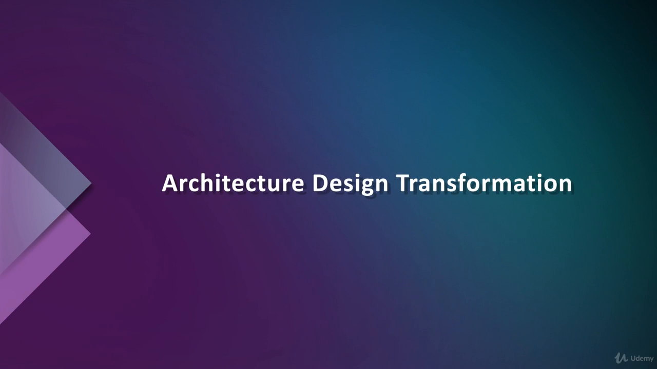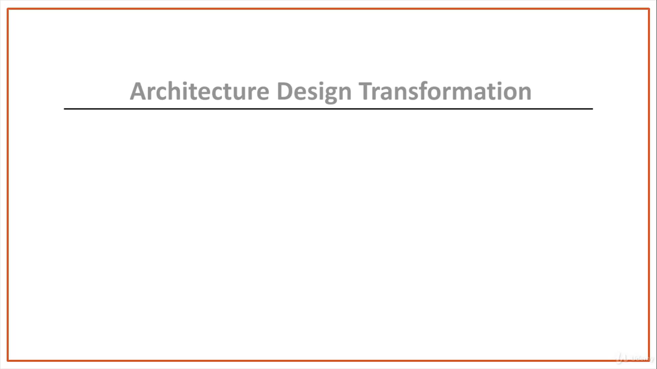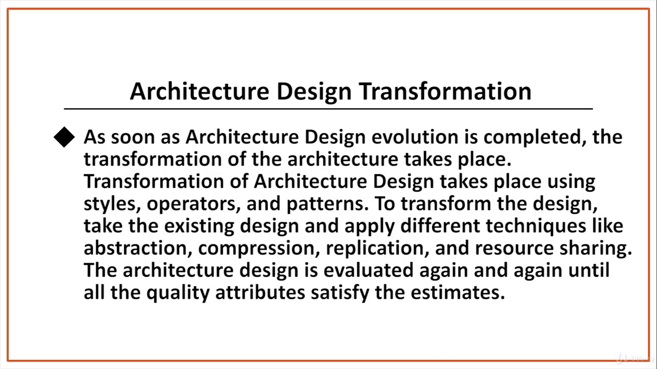Architecture design transformation. As soon as the architecture design evaluation is completed, the transformation of the architecture takes place. Transformation of architecture design takes place using styles, operators, and patterns. To transform the design, take the existing design and apply different techniques like abstraction, compression, replication, and resource sharing. The architecture design is evaluated again and again until all the quality attributes satisfy the estimates.